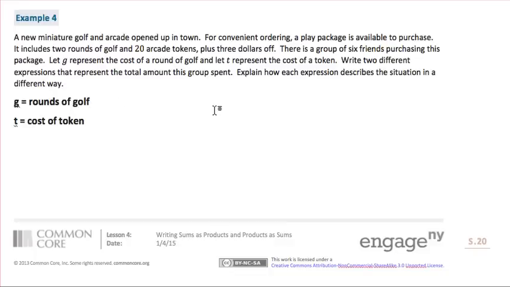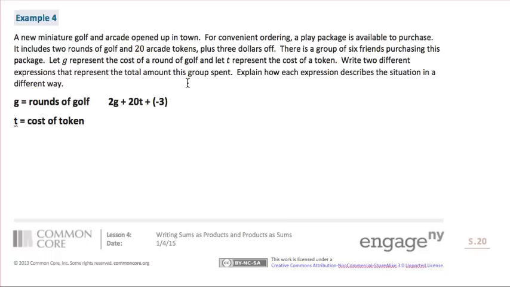And then our package was 2 rounds of golf, 2G, plus 20 arcade tokens, 20T, plus $3 off. And $3 off will be represented with a -3. There are 6 friends that are going to purchase this package: 2 rounds of golf, 20 arcade tokens, and $3 off.